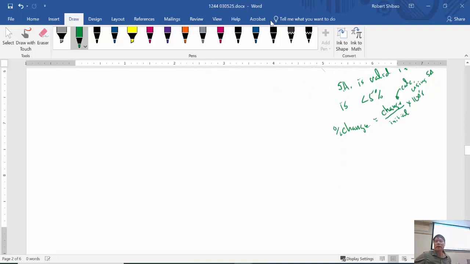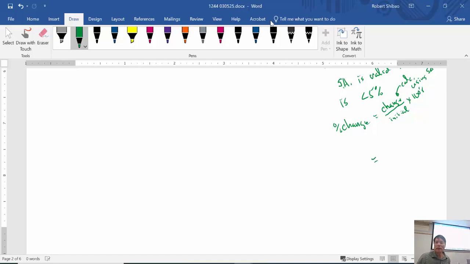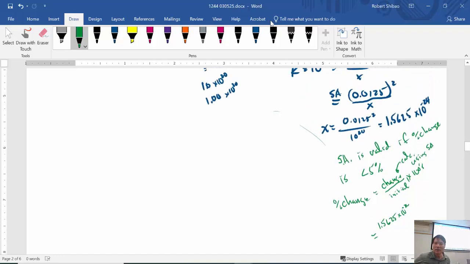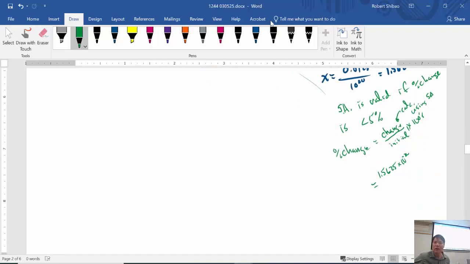And so let's go ahead and do that. The change here is going to be x. X is 1.5625 times 10 to the minus 24. I think that was it. Let me verify that. 1.5625 times 10 to the minus 24. The initial is 0.0125 times 100%.